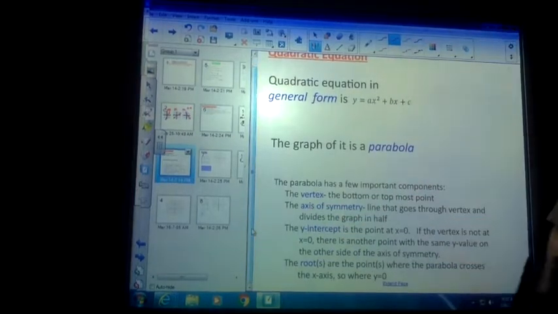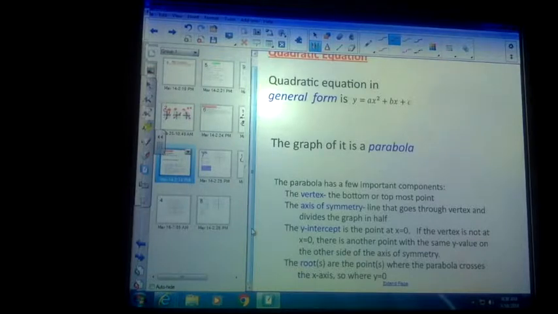So a parabola has a few important components. The vertex is either the bottom or the top of the graph itself. It depends if it opens up or down. We won't deal with parabolas that open sideways in this class. The axis of symmetry is the line that acts like a mirror that you can fold it over on top of itself, and it's symmetric about on either side. The y-intercept is where we cross the y-axis. And then the roots are the points where the parabola crosses the x-axis, so where our y value is 0.